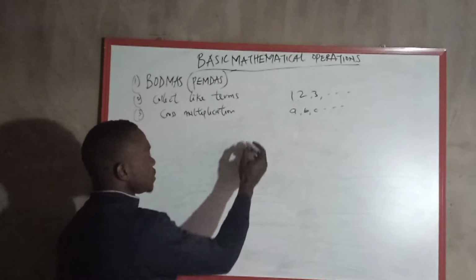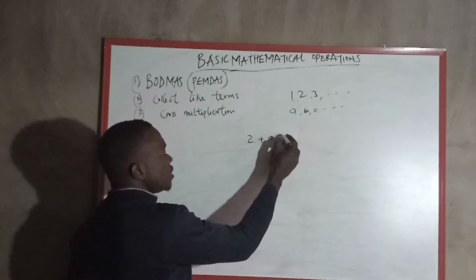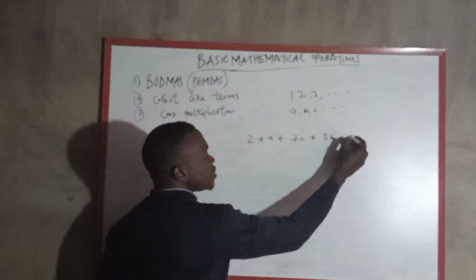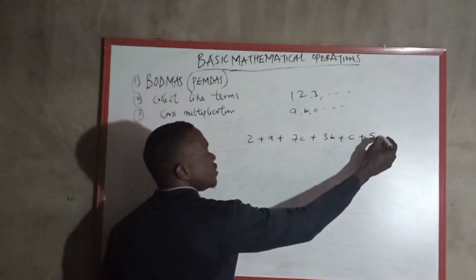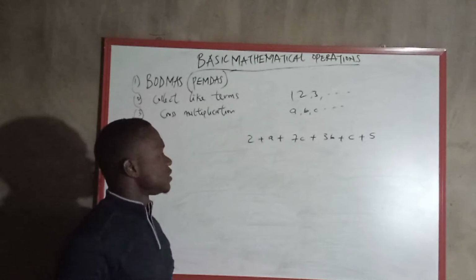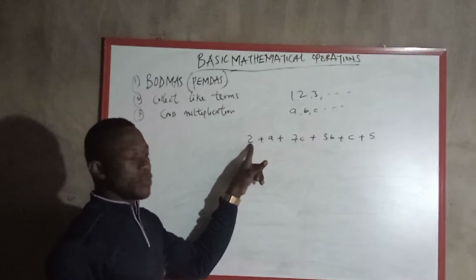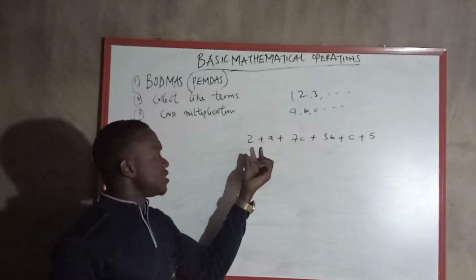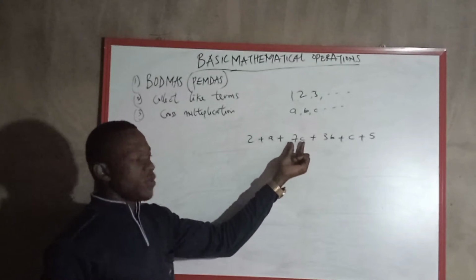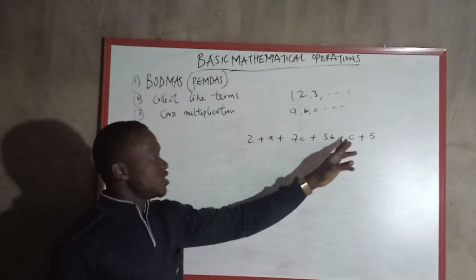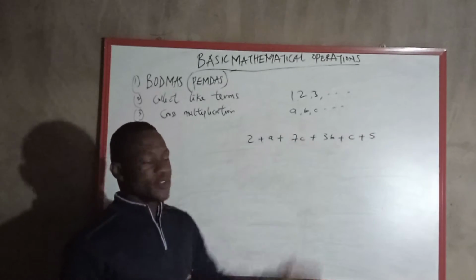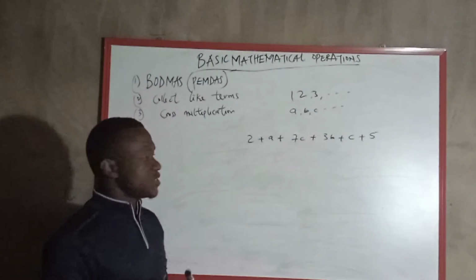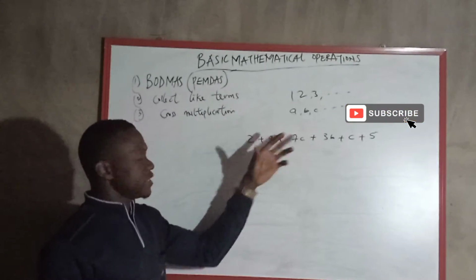So for instance, you have something like 2 plus A plus 7C plus 3B plus C plus 5. Something like this. Now you see 2 is a number, A is an alphabet. You cannot take 2 and A together. 7C is a combination of a number and an alphabet. 3B, same thing. You have C, an alphabet, and 5, a number. So you see, they are of different terms. This is a number, alphabet, and the rest of them.